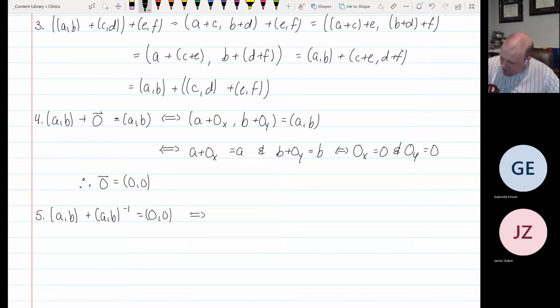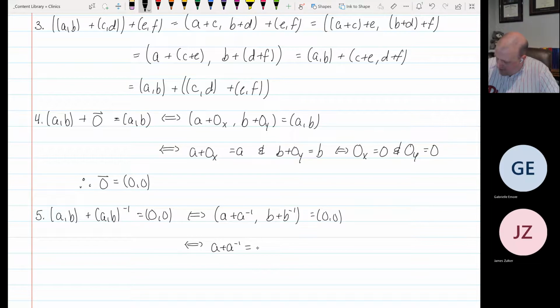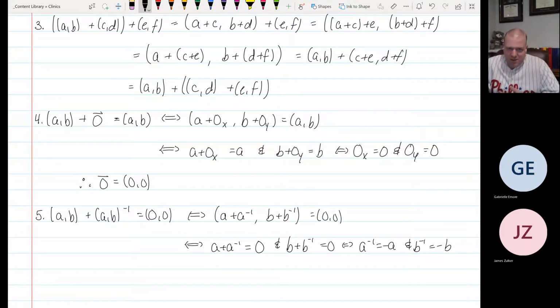Well, this would be true if and only if A plus, let's call it A inverse, and then B plus, let's call it B inverse, is 0, 0, which would be true if and only if A plus A inverse is 0 and B plus B inverse is 0, which is true if and only if A inverse is negative A and B inverse is negative B. Again, because A and B are real numbers.